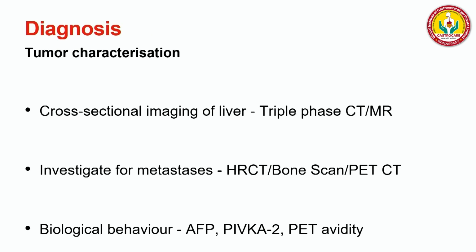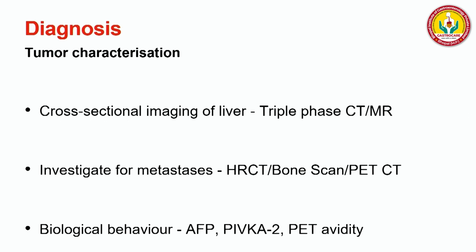So how do we characterize the tumor? The first thing is you diagnose it by cross-sectional imaging. You either need a triple-phase CT or a dynamic MR. It is mandatory for diagnosis; you don't diagnose HCC on the basis of an ultrasound. You do a cross-sectional imaging, as in a triple-phase CT or an MR.